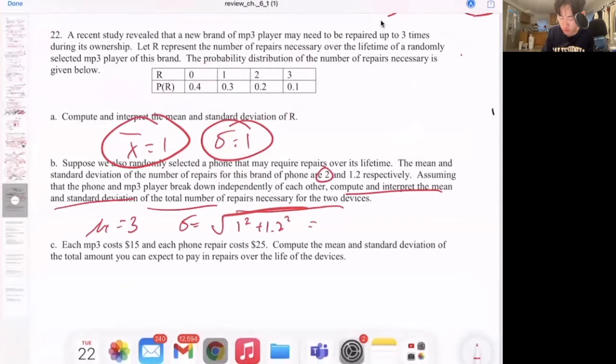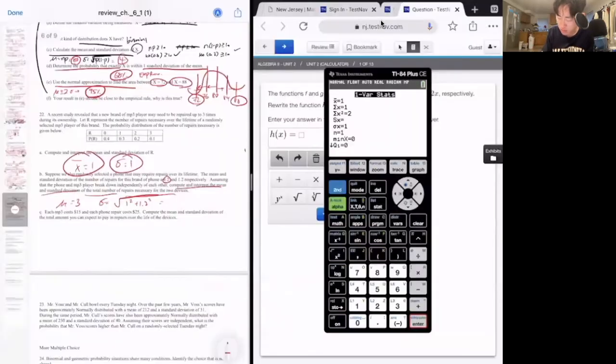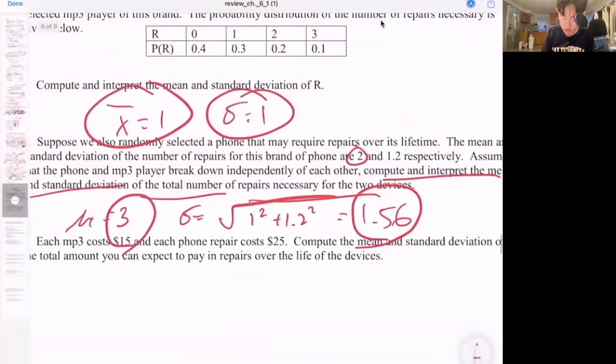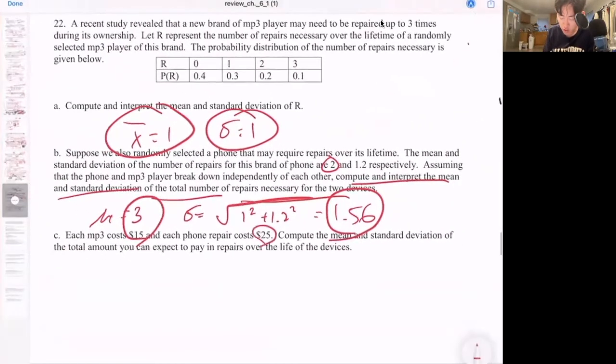You guys already know how to do this, so I'm going to skip around a little bit. 2 squared. So 1.56 is my standard deviation with the mean of 3, I believe. Is that right? Yes, I did it correctly. Each MP3 player costs $15 and each phone repair costs $25. Compute the mean and standard deviation of the total amount you can expect to pay in repairs over the life of the devices. Okay.